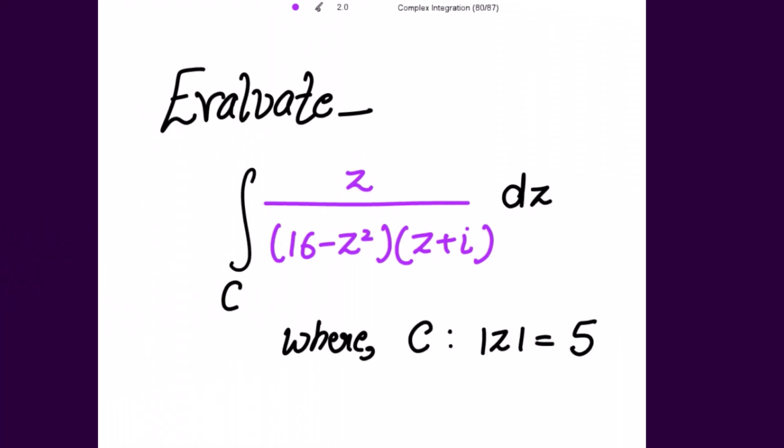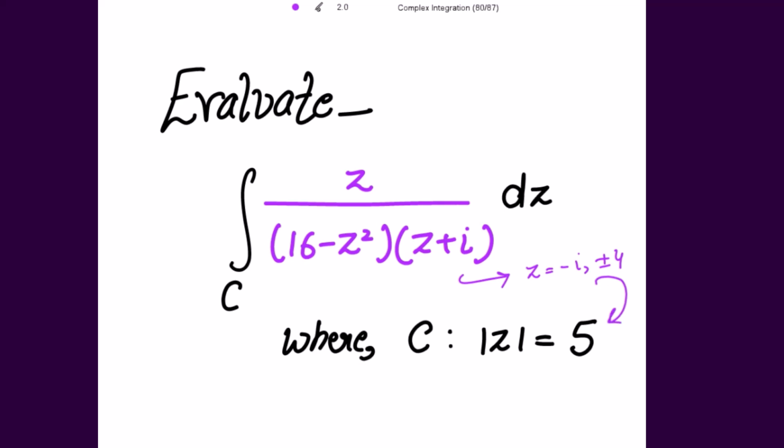Evaluate the integral of z over (16 minus z²)(z plus i) over the circle C, which is given to be |z| = 5. Now here, if you put the denominator equal to 0, we get the points z equal to negative i and plus minus 4. Because the given circle has radius 5, all these points lie inside this circle.